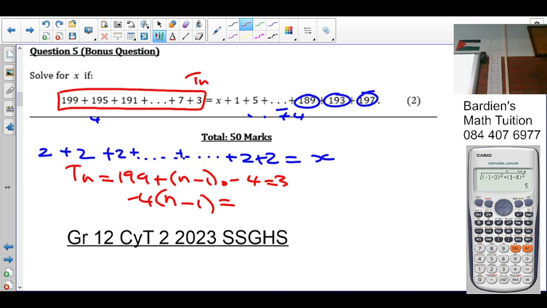What is 3 minus 199? Negative 196. So n minus 1 is divided by what now? 196 divided by 4? Sorry? 49. So in other words, there are 50 2's here, not so? So therefore x is equal to 2 times 50, which is?